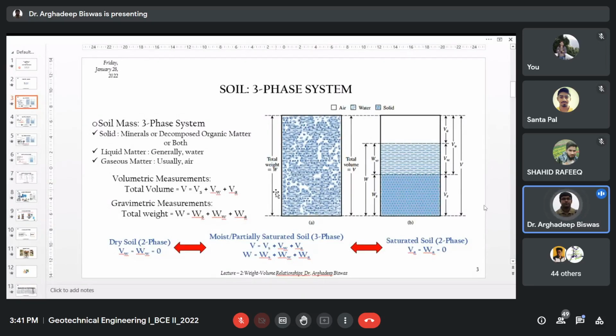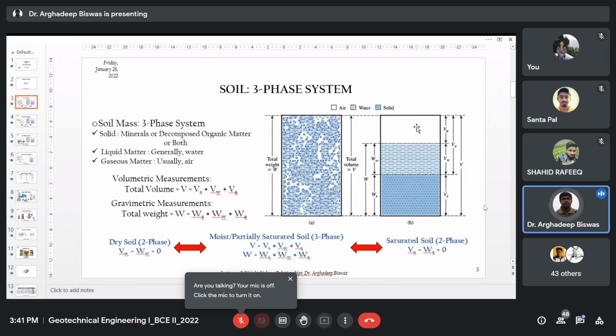Here you have the total soil. Its total weight is given as W, and its total volume is given as V. If we take the volumetric measurement, then if you segregate this total volume into air or the gaseous phase, water or the liquid phase, and solid, that is the soil particles phase, this is the phase diagram, or the constituents if you segregate the whole thing individually.